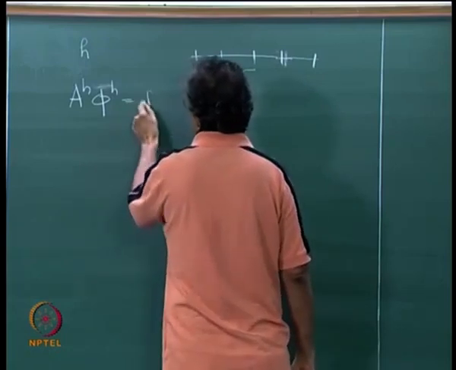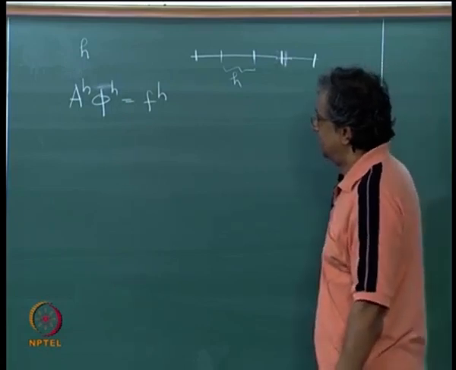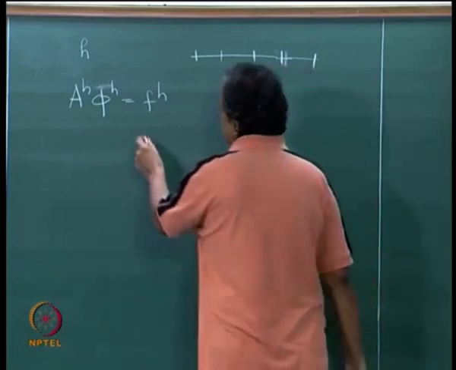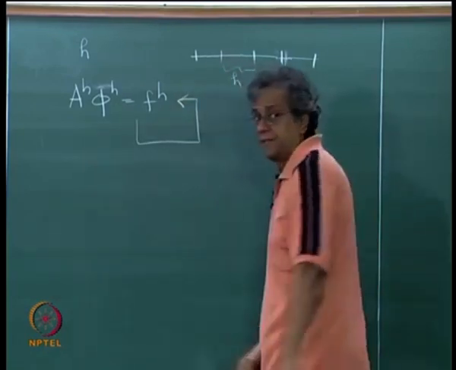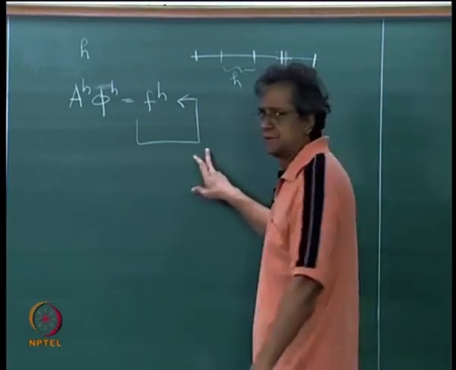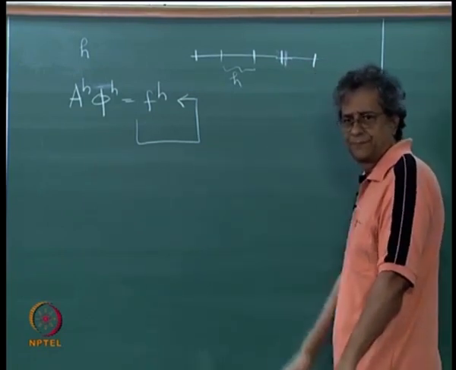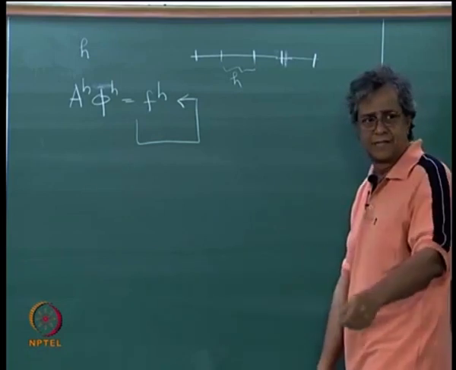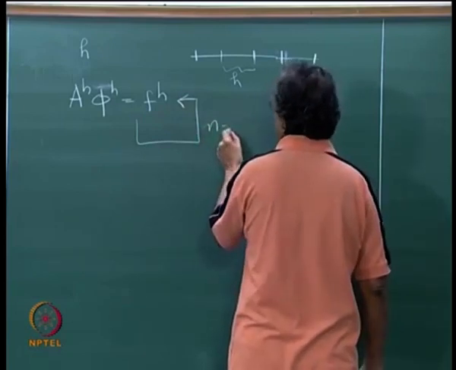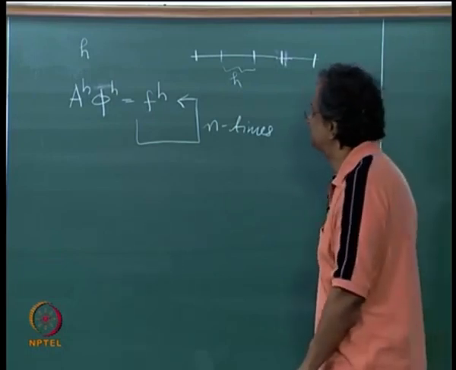A_H phi_H equals F_H. We are trying to solve this, and what I had indicated was that we iterate this a few times, or if it is a time marching scheme, we march in time a few time steps. So we do this, what was the symbol that I used for the number of iterations? Was it alpha? N times. I am going to regret that, but anyway, N times. We are going to iterate it N times.